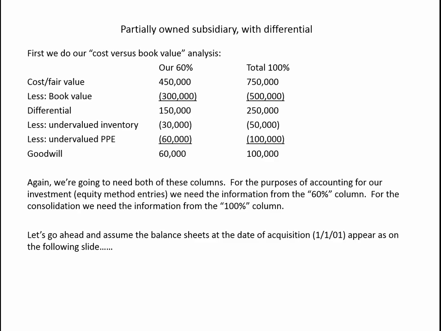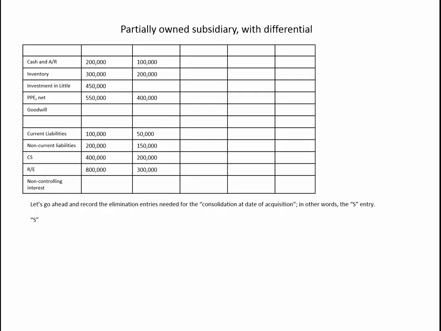Okay, let's go ahead and assume the balance sheets at the date of acquisition, January 1st, 2001, appear as on the following slide. And again, I sort of just picked these numbers out at random. The only constraint was assets must equal liabilities. Little's total book value is $500,000, and the investment in Little is $450,000. Everything else, just a bunch of random numbers. And again, let's go ahead and record the elimination entry needed for the consolidation at date of acquisition. In other words, just the S entry. No income, no dividends, no amortization, no nothing like that.